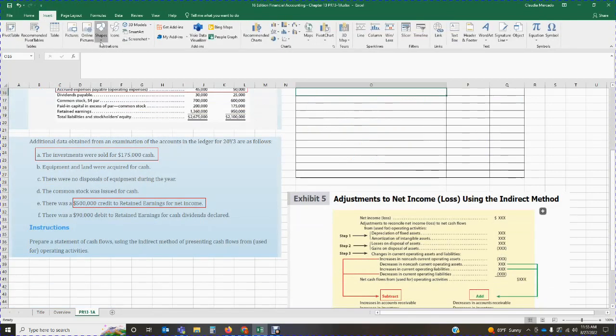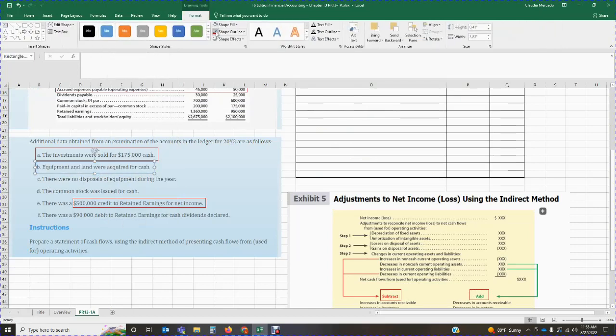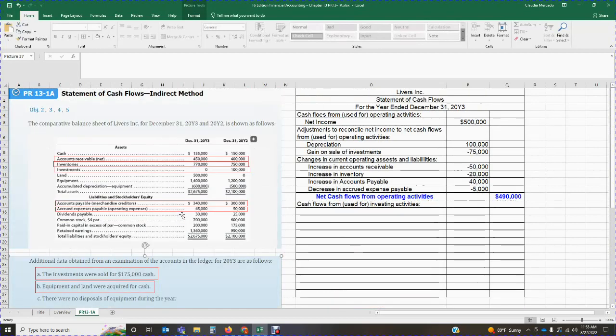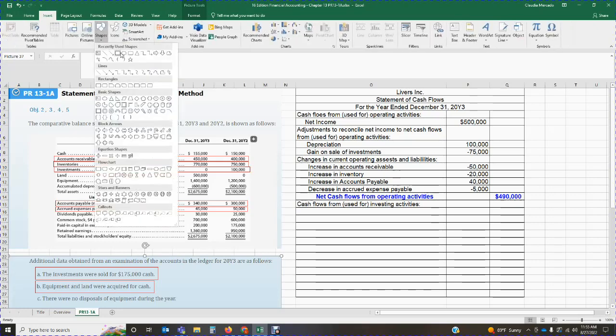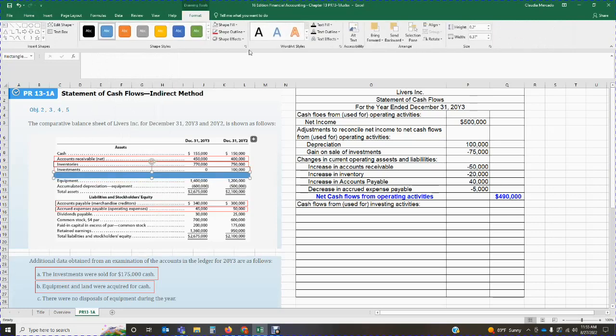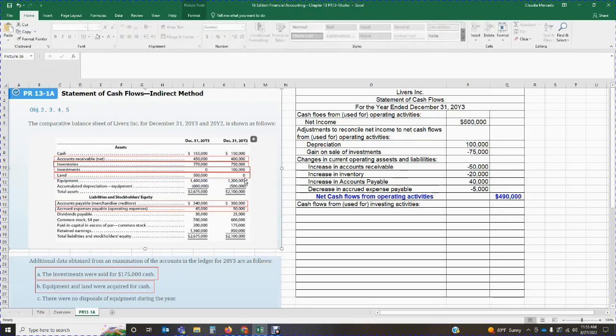Let's look here. Equipment and land were acquired for cash. Both of those are fixed assets. Now we're going to have to look at those two accounts separately. So let's look first at land. Insert shapes. Land right here. So it says here that equipment and land were acquired for cash.